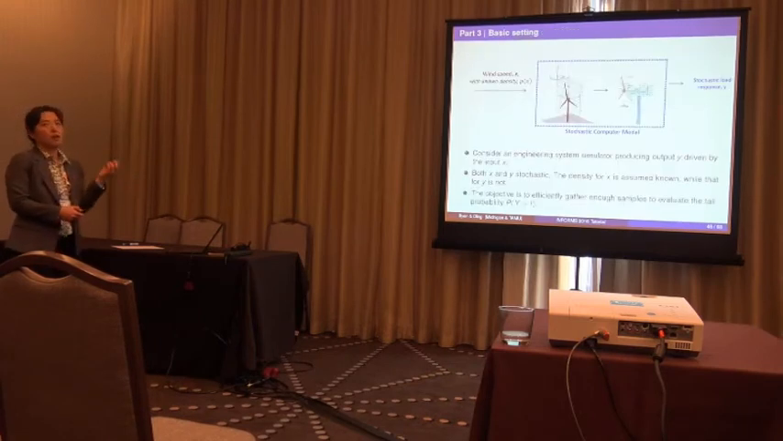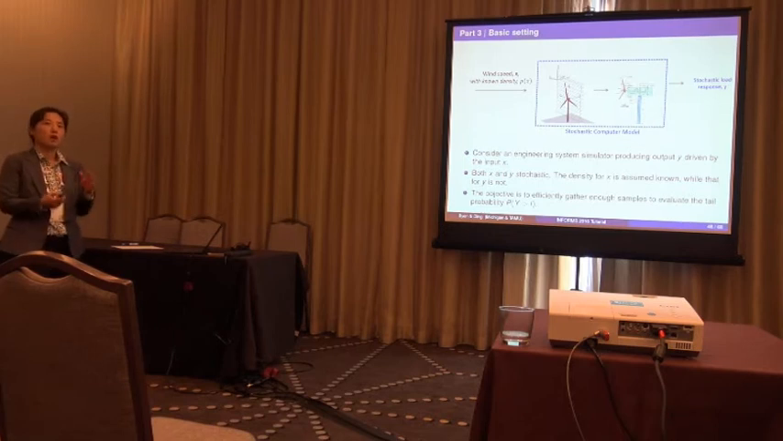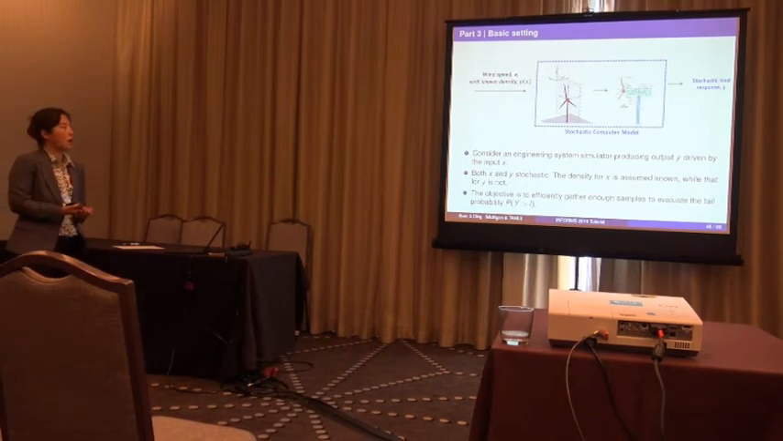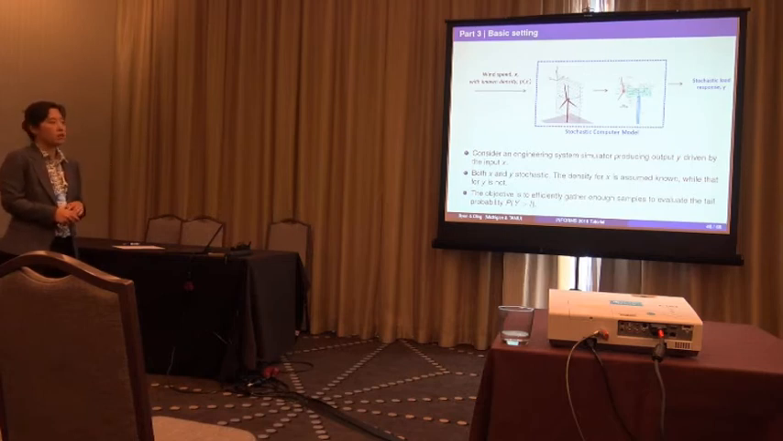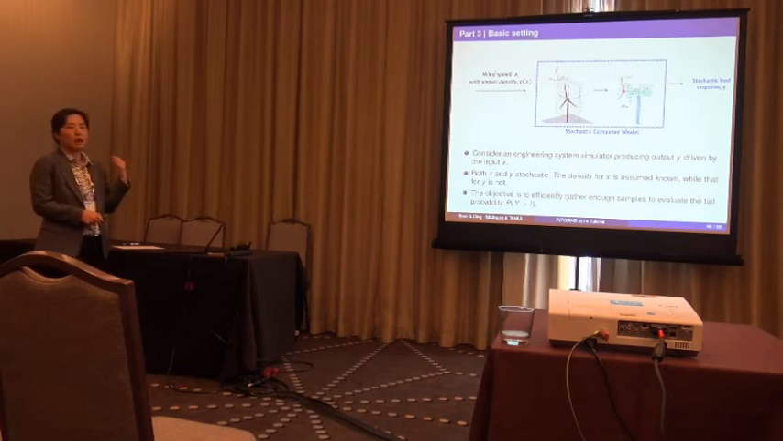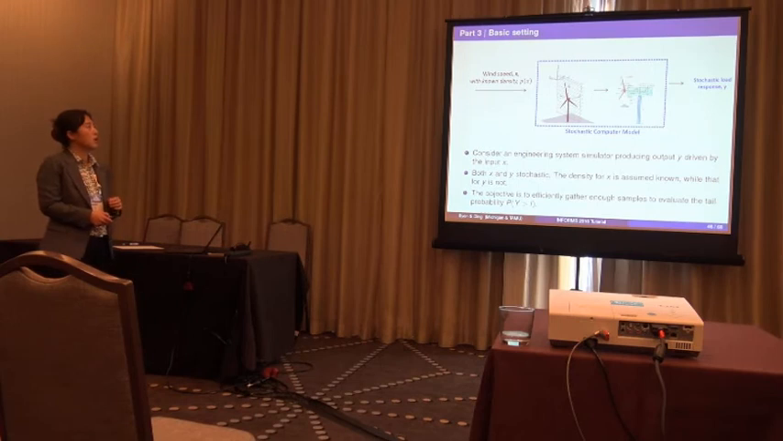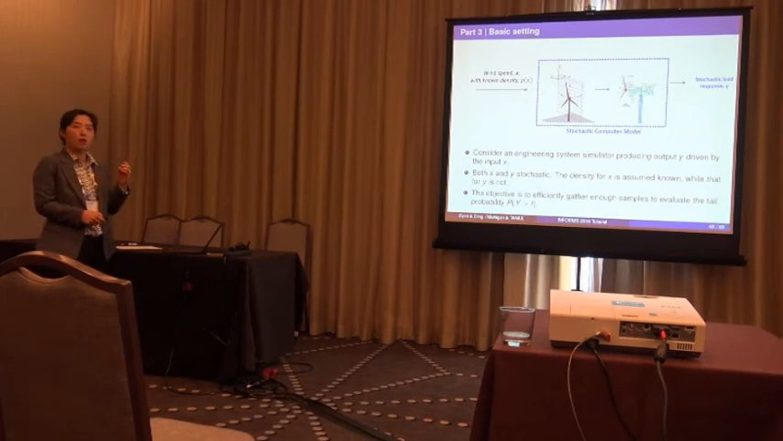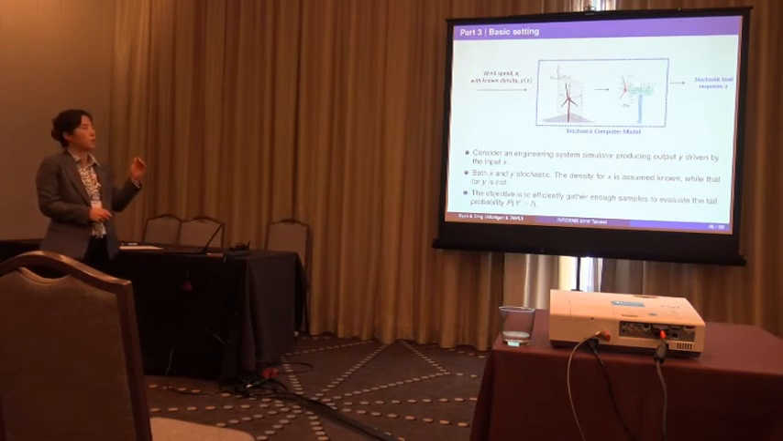At the design stage, we do not have a lot of data, so we use simulation tools. We consider an engineering system simulator producing output Y driven by input X, which includes wind speed or turbulence intensity. Both X and Y are stochastic. Of course, these wind conditions are stochastic, and the density function of wind conditions is given.